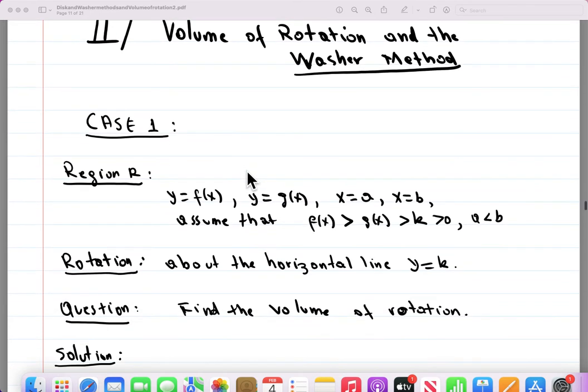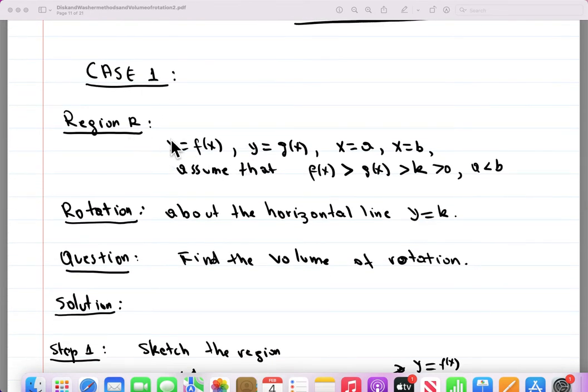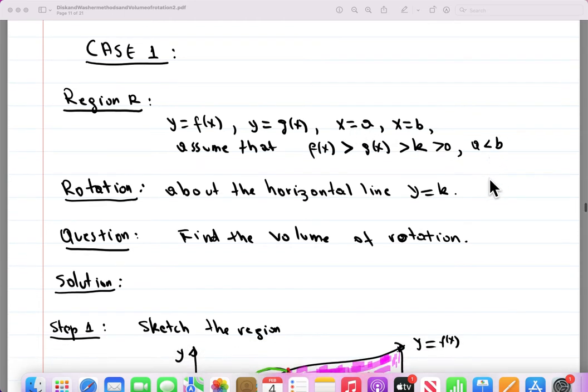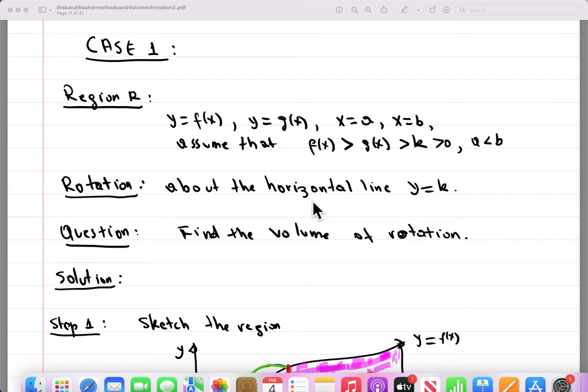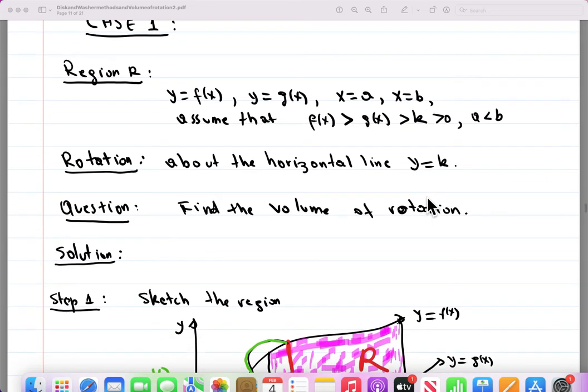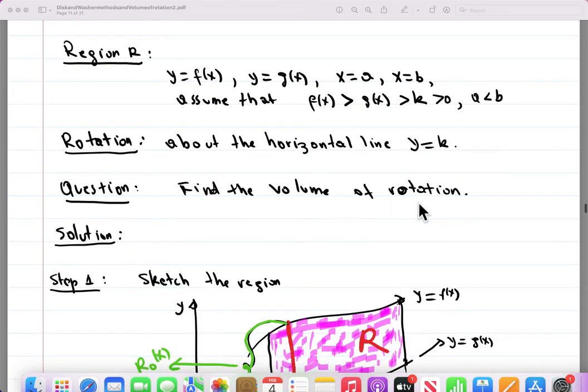So case 1. First we have a region that is described by all the data. We have y equals f of x, y equals g of x, x equals a, x equals b. The assumption is that f of x is greater than g of x and greater than k, some positive number, and a is always less than b. The rotation is about the line y equals k. And the question is to find the volume of rotation.